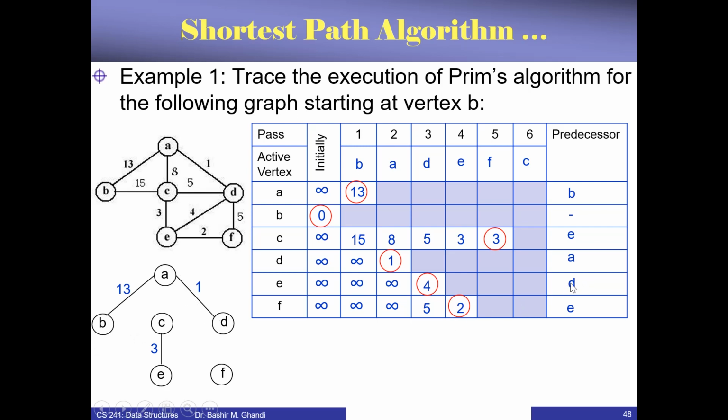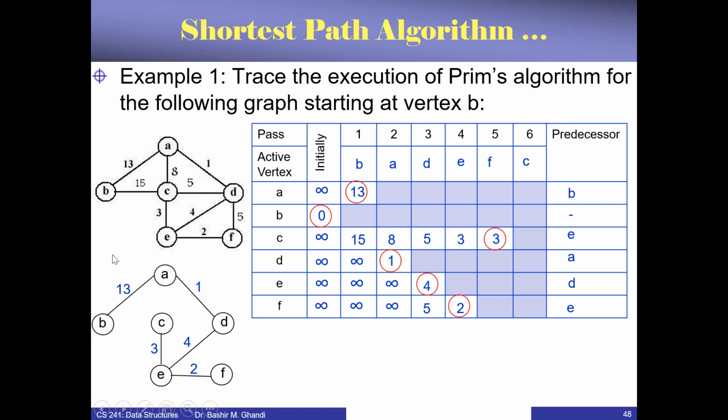Next, there is an edge DE with a cost of 4. So DE is accepted with a cost of 4. Notice the same weight as in the original graph, because this time we are just looking at the weight of the edges. And finally there is an edge EF with a cost of 2. So this is your minimum cost spanning tree.